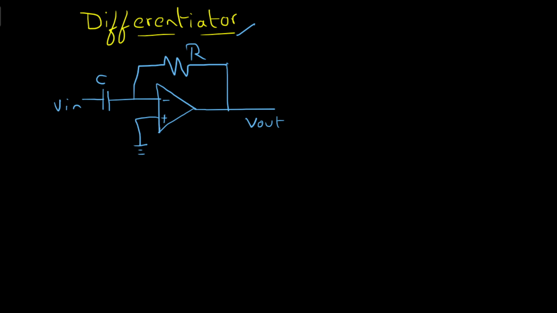Hi everyone, let us learn what is a differentiator, how to determine the output voltage for this differentiator circuit, and how to determine the transfer function for this circuit. So here the differentiator is the special case of a high pass filter. Okay. So what is that special case?